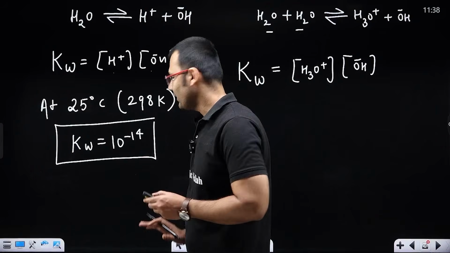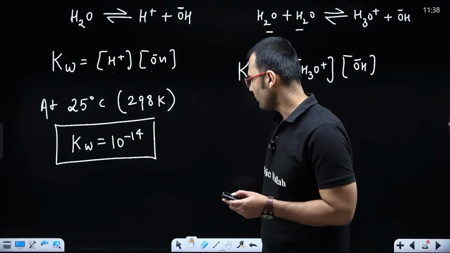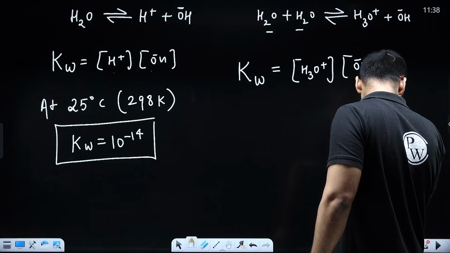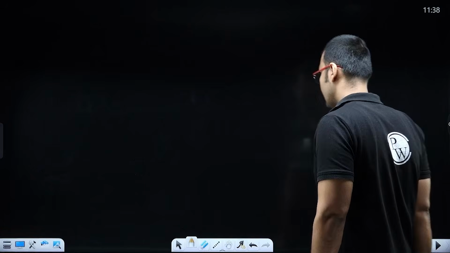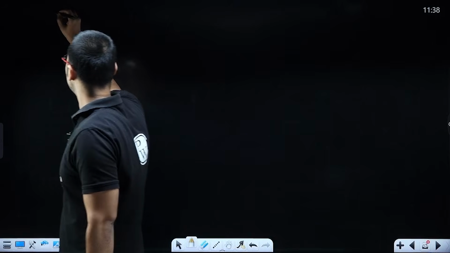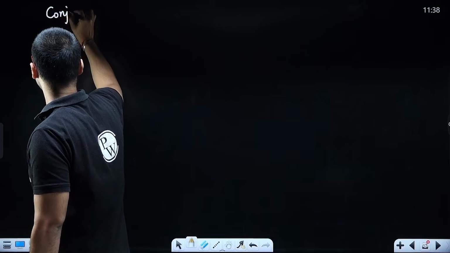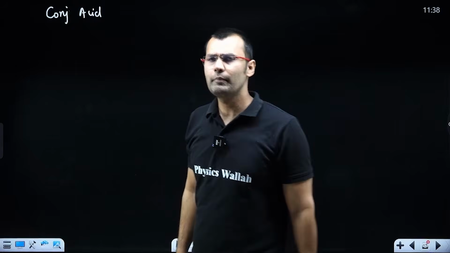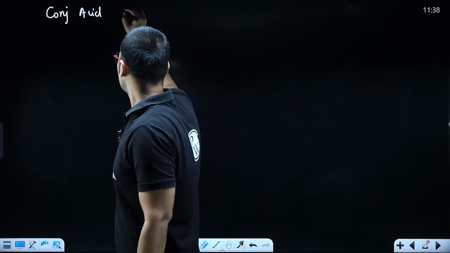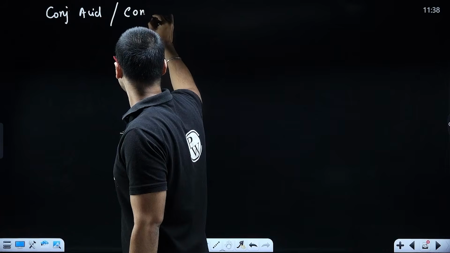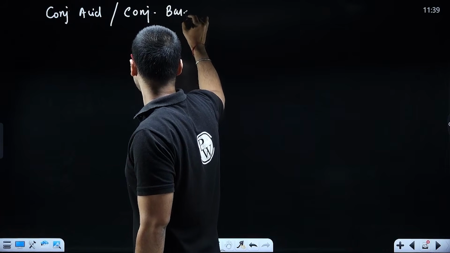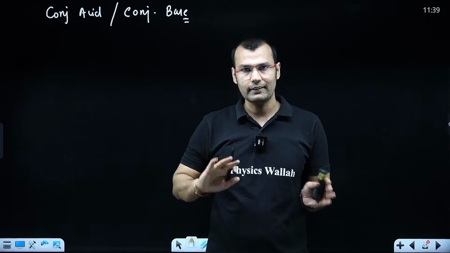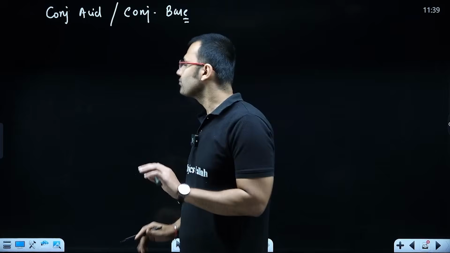Now, apart from this Kw that is equal to 10 to the power minus 14, one more thing is there which you should know regarding the dissociation constant, and it is about the conjugate acid and base pair. Right? We saw what is conjugate acid base in the Bronsted concept. But point is, when you talk about conjugate acid and its base pair, we have a relation between the dissociation constant of conjugate acid and conjugate base. Let's take an example.